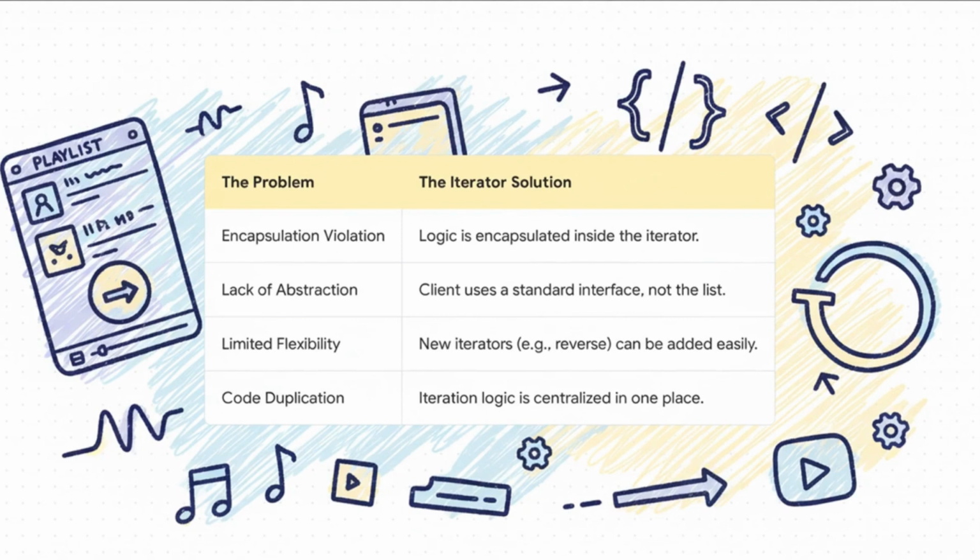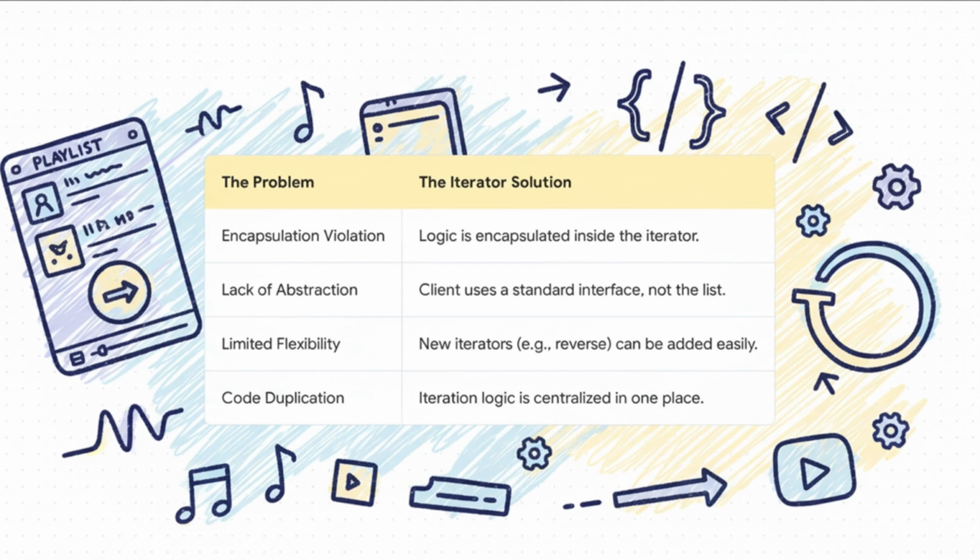So let's just put it all together, side by side, because this slide, this is the real aha moment. Our encapsulation problem? Solved. All that looping logic is now safely tucked away inside the iterator object. The lack of abstraction? Gone. The client only knows about the standard iterator interface.